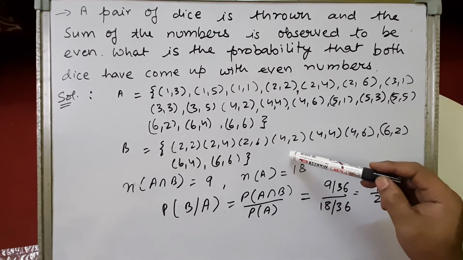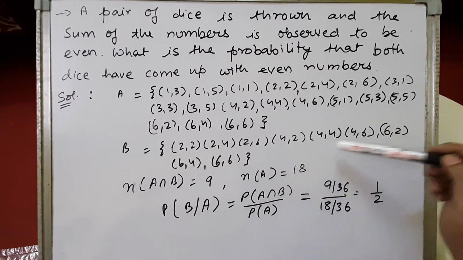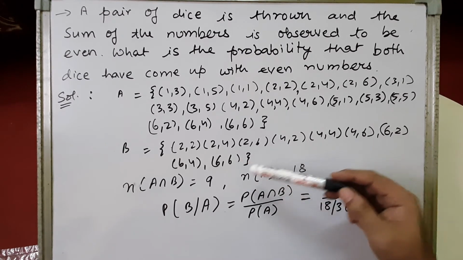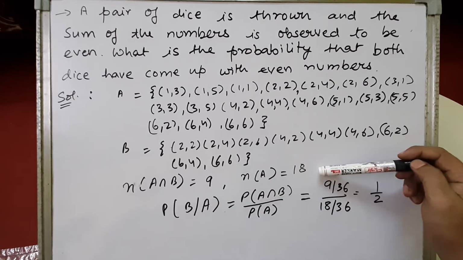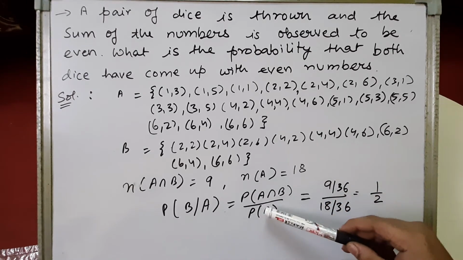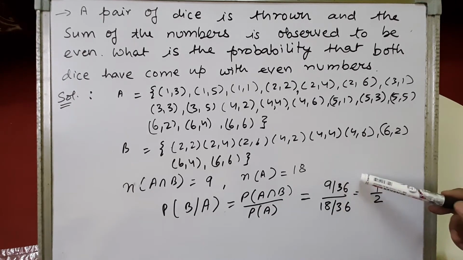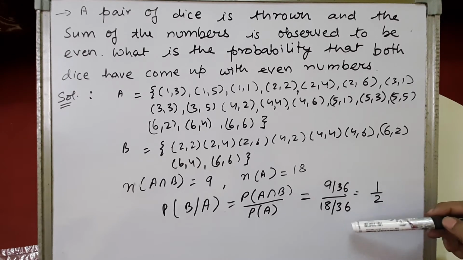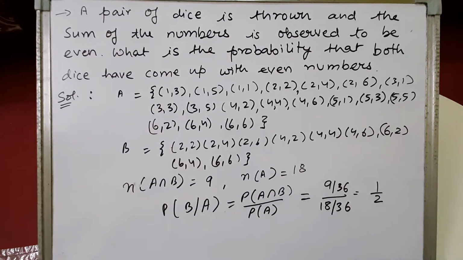And if the probability of both the dice have even number, then these many events will be favorable events, right? So the value of A intersection B will be 9. Number of events which are favorable in A is 18. So probability of B upon A will be probability of A intersection B upon probability of A. So probability of A intersection B will be 9 upon 36, because sample space is 36. And probability of A will be 18 upon 36. So this 36 will get cancelled, and 9 ones and 9 twos are 18. So probability of B upon A will be 1 by 2.